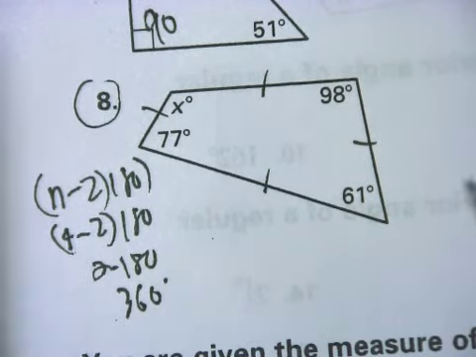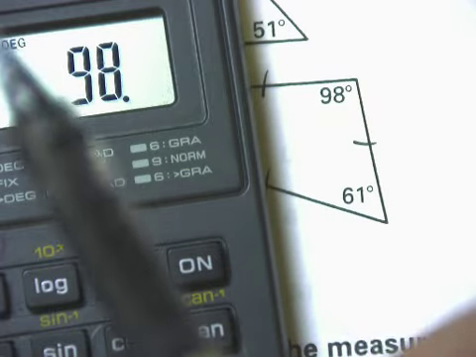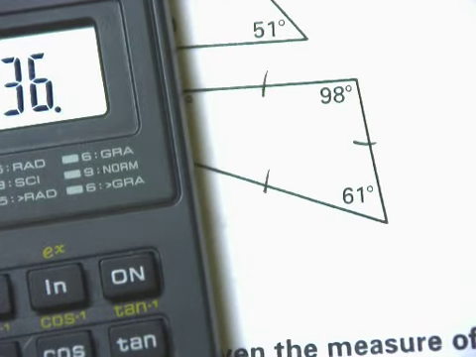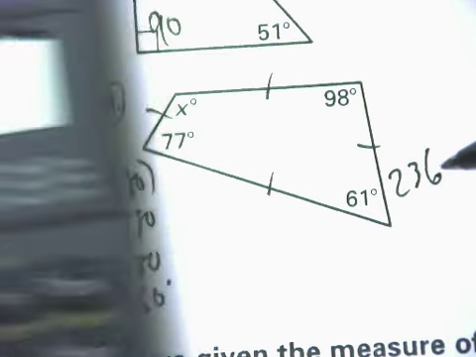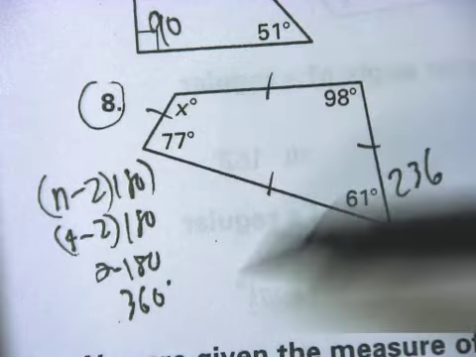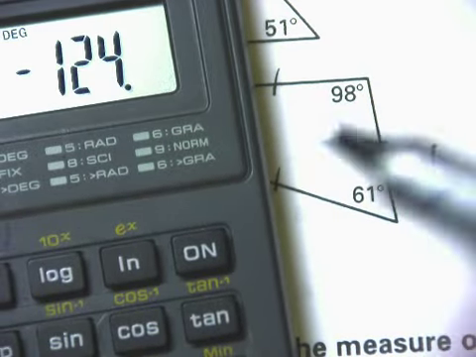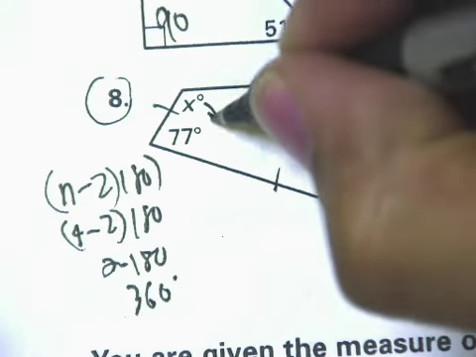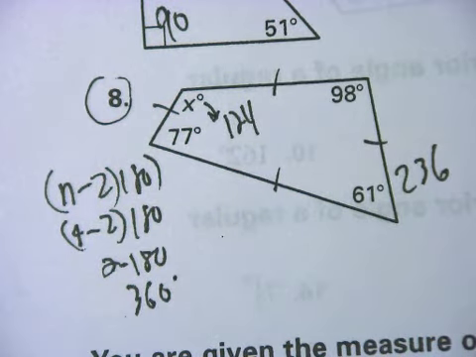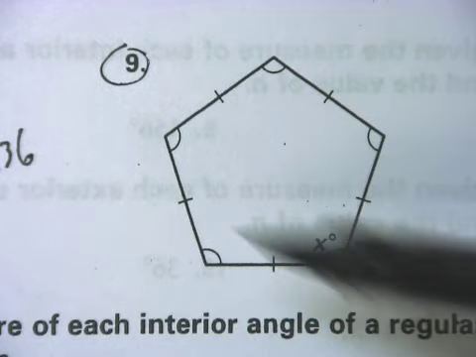I'm looking for x. How do I find x? I add up all of these together and subtract it from 360. 77 plus 98 plus 61 gives me 236. But I know that a quadrilateral should have 360. So to find the missing angle, what do I do with these two numbers? I subtract. And I get 124. So x equals 124 degrees.